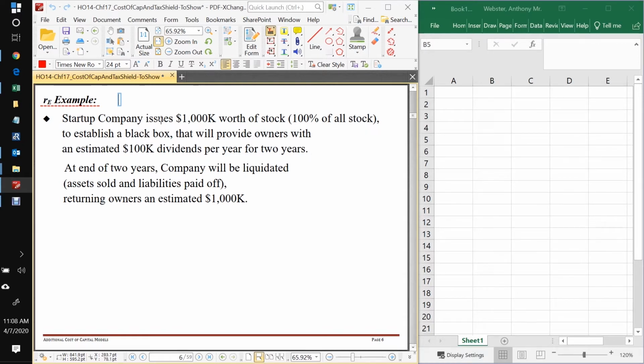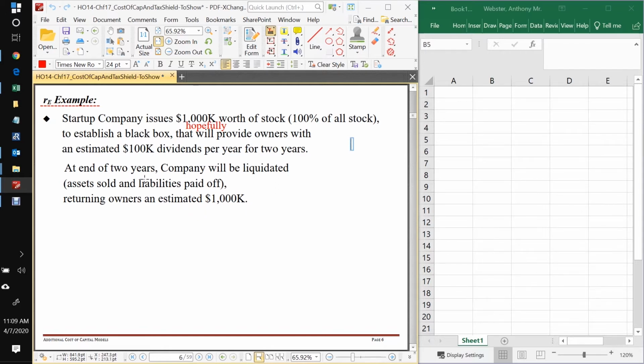And it wants to get that money so it can establish a black box that it believes will hopefully provide the owners, the shareholders, with an estimated 100,000 in dividends for 2 years. And then at the end of 2 years, the company will be liquidated. So that means its assets will be sold and its liabilities will be paid off.